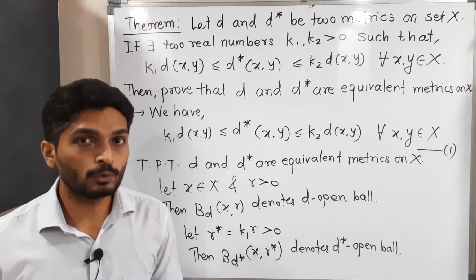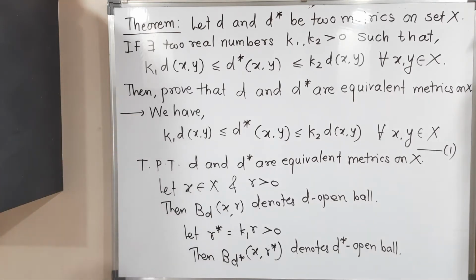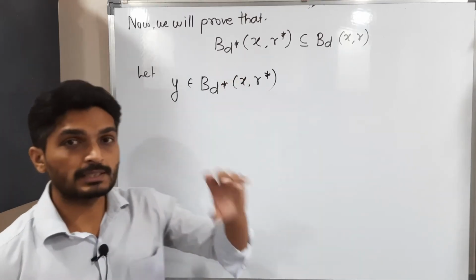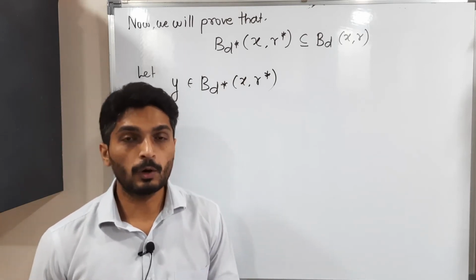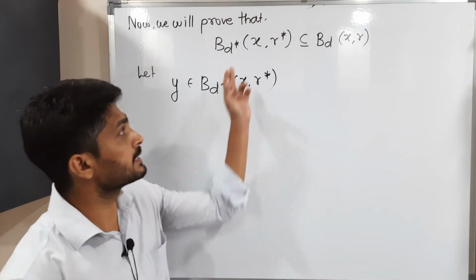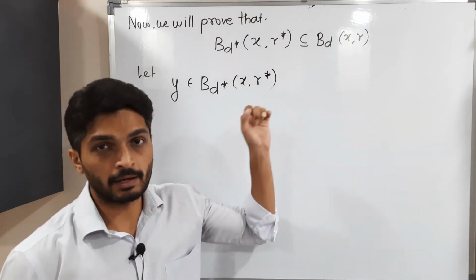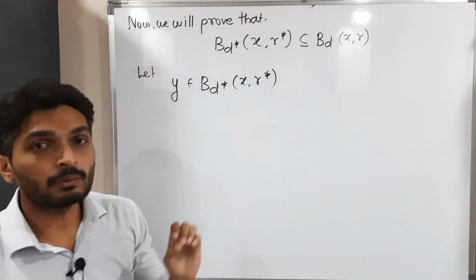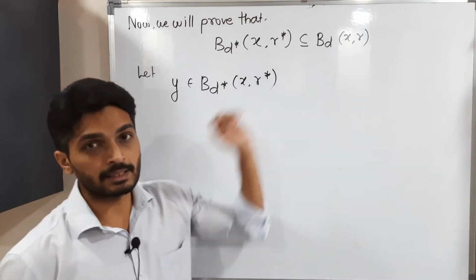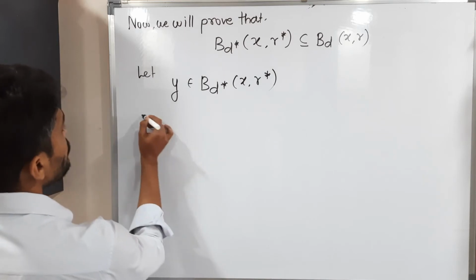That is what we have to prove. Make a screenshot of it, then we will go further. So let us prove that the D star open ball is a subset of the D open ball. How to prove that one set is a subset of another? By selecting one point from the first set, we will prove that it is in the second set. I have done the same. I have taken one element y from the first set and I am going to prove that it is in the second set. See, y belongs to this ball.